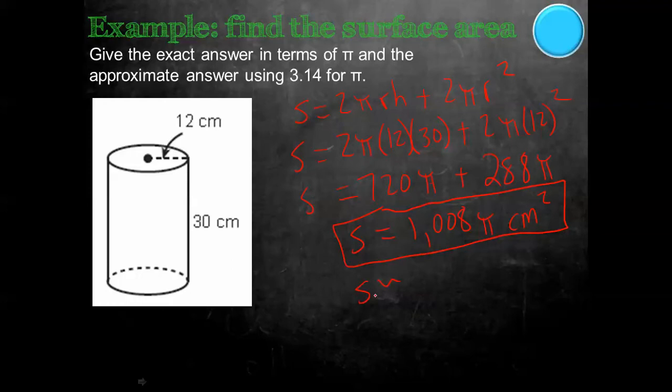Okay, for our approximate answer, we're going to take 1,008 and we're going to multiply it by 3.14, and that's going to give us 3,165.12 centimeters squared. Okay, so that's exact, that's approximate.